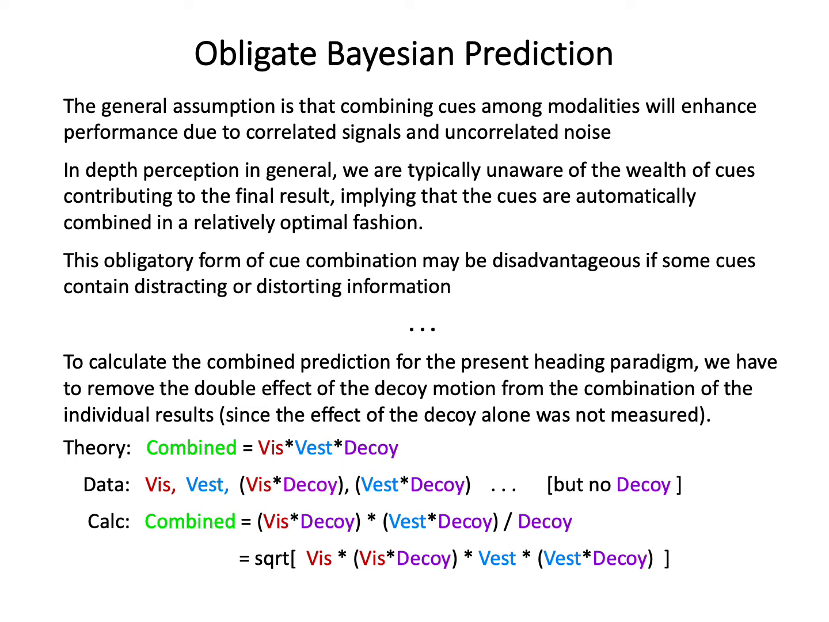This can be obtained by multiplying the four measured conditions, the visual alone, the visual plus decoy, the vestibular alone, and the vestibular plus decoy, and taking the square root of that product. This procedure achieves the result of generating the prediction of the product of the visual, vestibular, and decoy alone conditions as theoretically required.